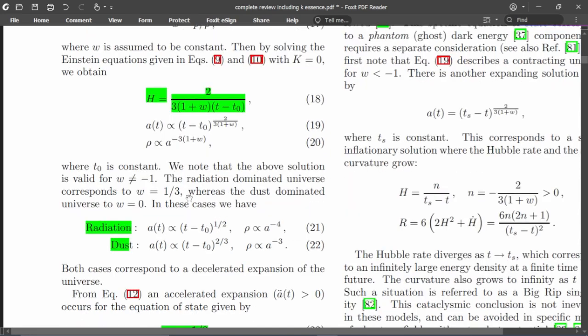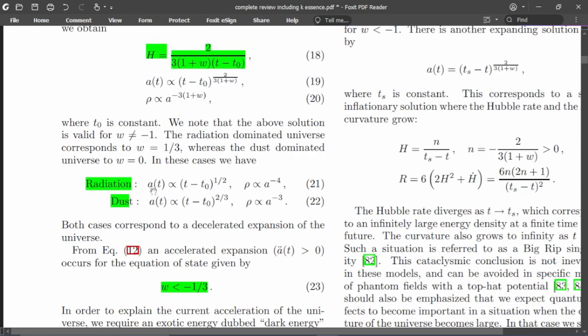Now we have already told you that if omega is 1/3, it signifies a radiation dominated universe, and omega equal to 0 means that the universe is dominated only by dust or pressureless fluid, or we can say that it has only matter type of fluid, correct? So if we have radiation, the energy density is proportional to a to the power minus 4, and if you have dust, then the energy density is proportional to a to the power minus 3.